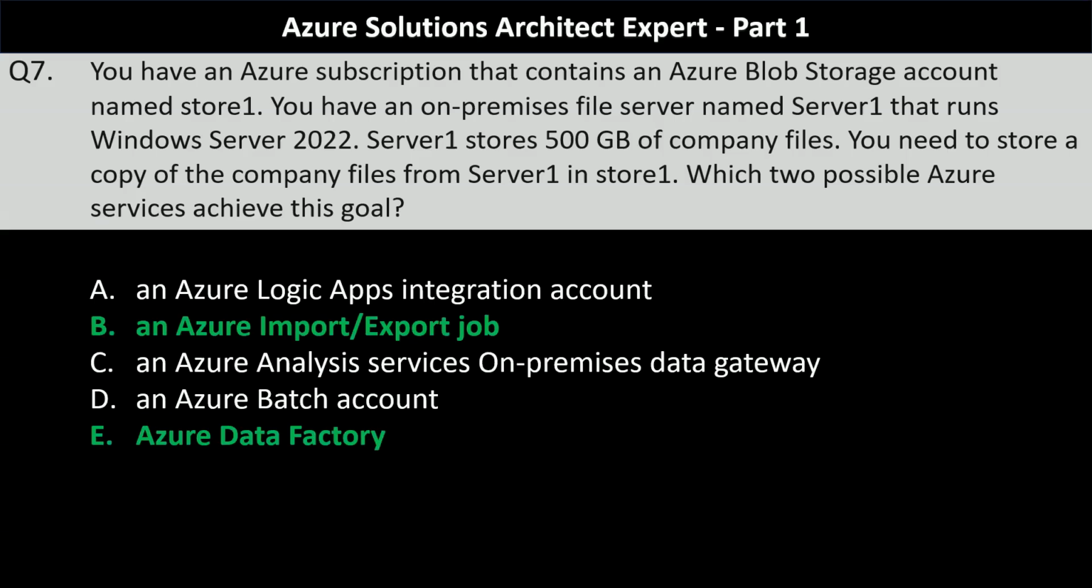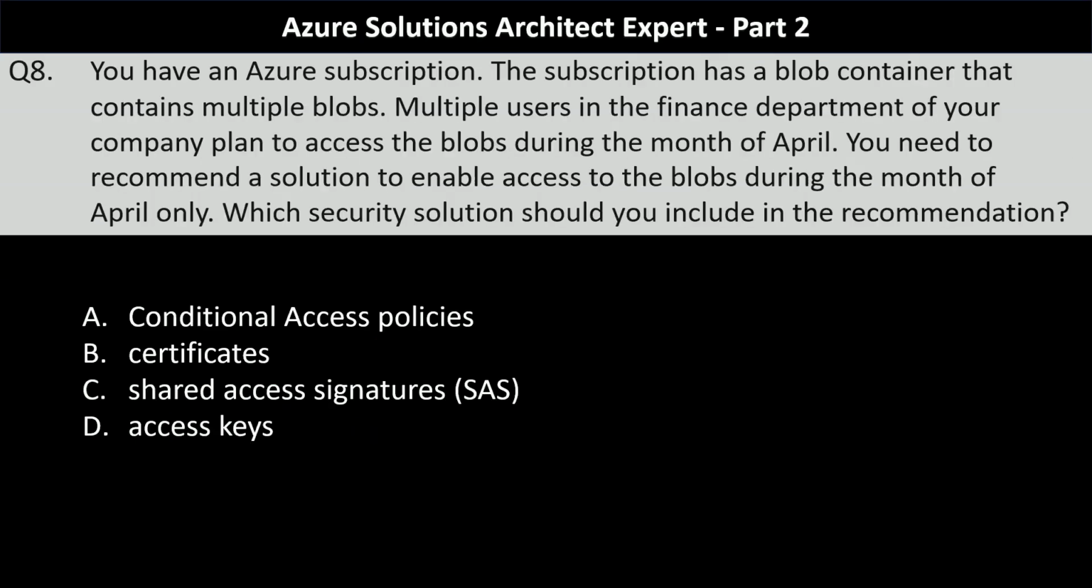Now, Azure import export job allows you to transfer large amounts of data to Azure blob storage by shipping hard drives to an Azure data center. This method is efficient for transferring large data sets like the 500 GB of company files. And Azure Data Factory is a data integration service that enables you to create, schedule, and orchestrate data workflows. You can use Azure Data Factory to create a pipeline that copies files from your on-premise server to the Azure blob storage account.